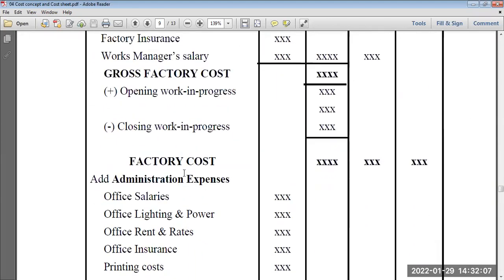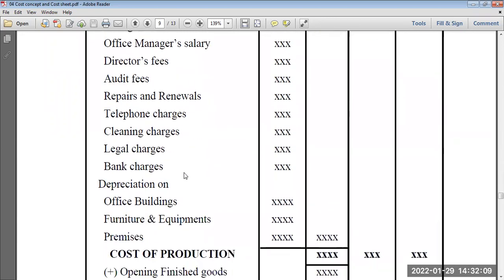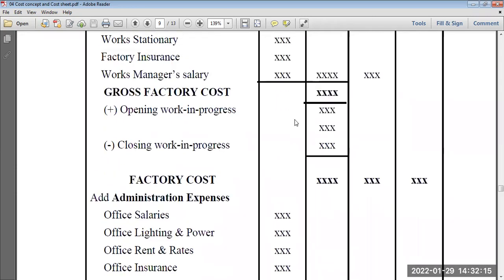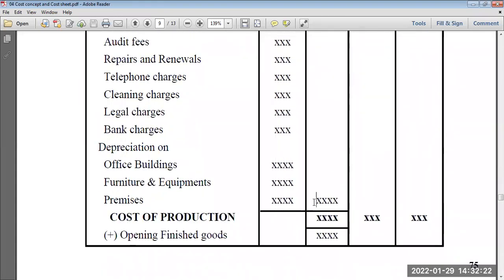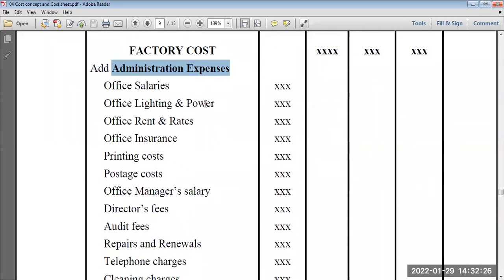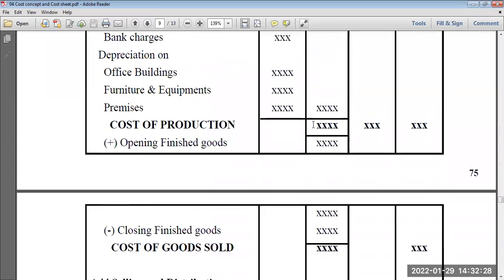Okay. So you have to add all the admin overheads. You will get cost of production. To the factory cost amount, you have to add the total of office overheads or admin overheads, and you will get cost of production. Again, cost of production in total divided by number of units produced is equal to per unit cost of production.